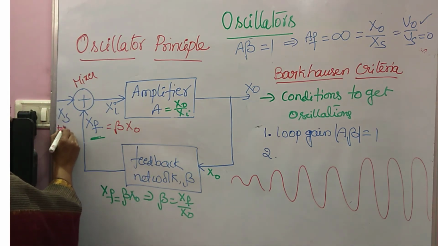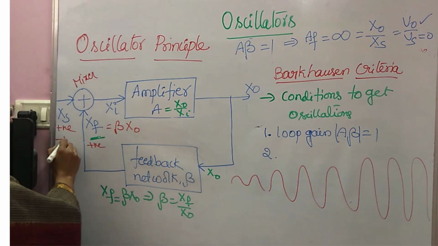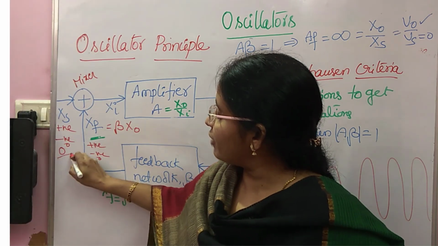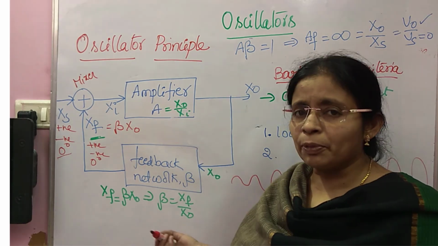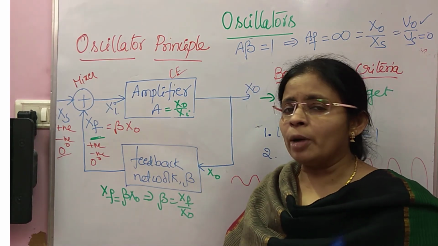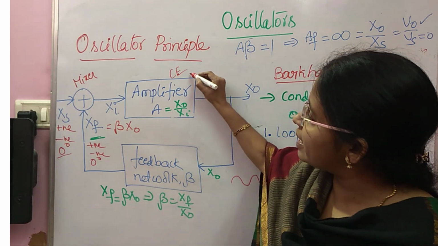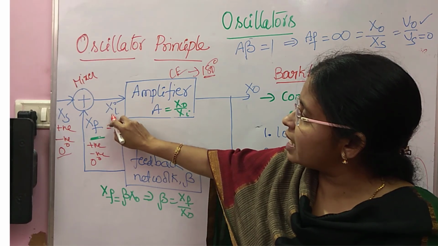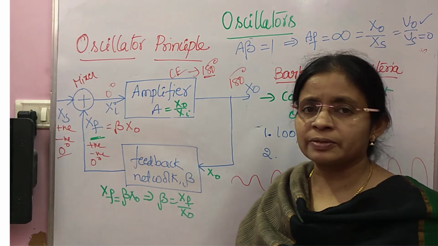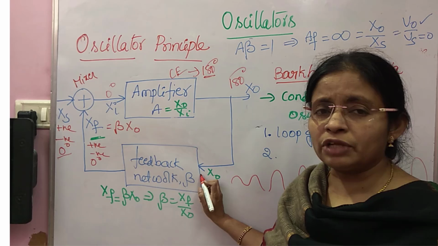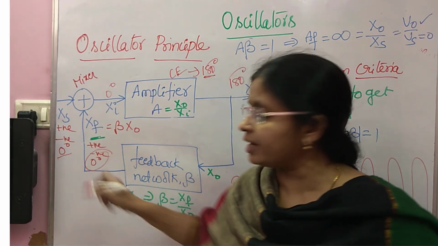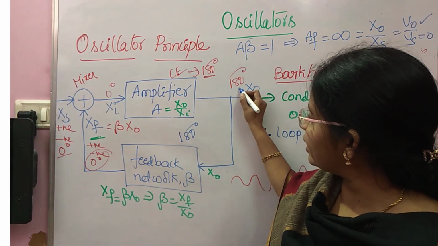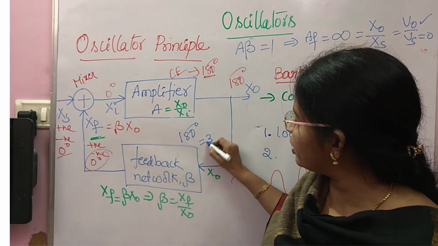Suppose if Xs is positive, Xf must be positive. If Xs is negative, Xf must be negative. Or in terms of angles, if it is 0 degree phase, it must be 0 degree. Listen carefully. Suppose the amplifier is CE, the best amplifier, so obviously in the oscillator circuit, the CE amplifier is mostly used. For the CE amplifier, we know there exists a 180 degree phase shift between input and output. Even if Xi is with 0 phase, X0 is with 180 phase. But this X0 is connected to the feedback network, and the feedback network output must be of 0 degree, meaning the feedback network has to introduce another 180. Then totally the angle becomes 360 or 0.